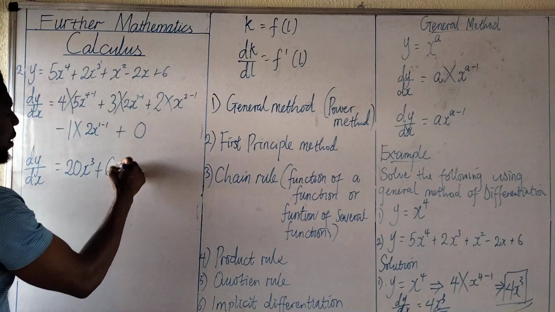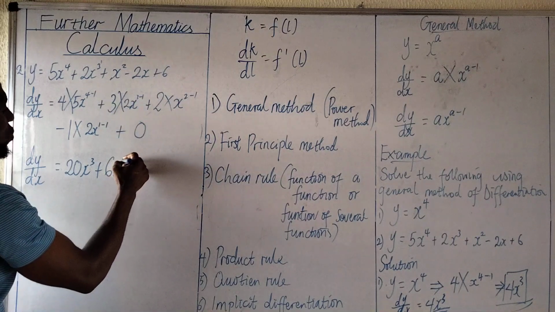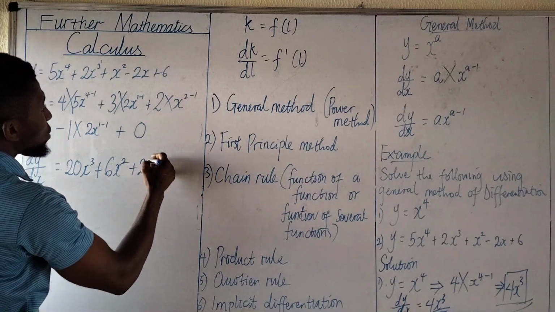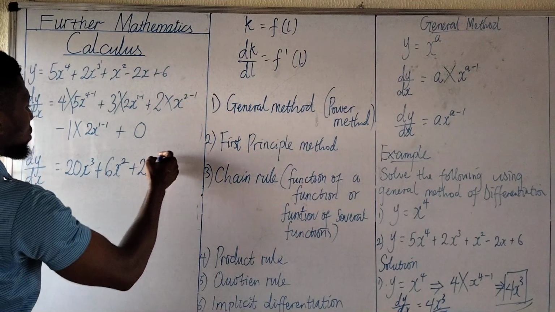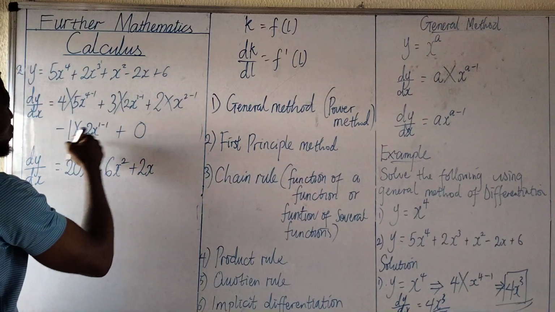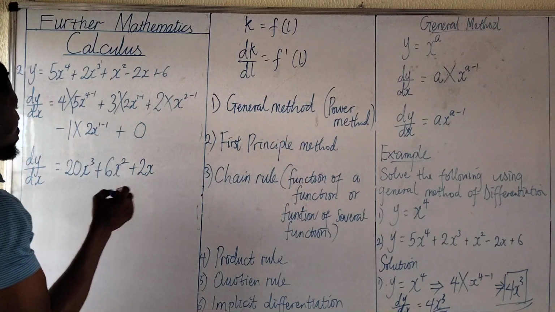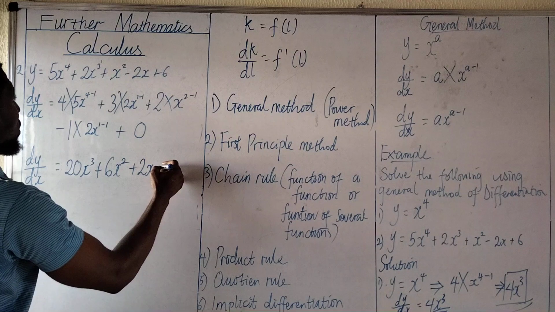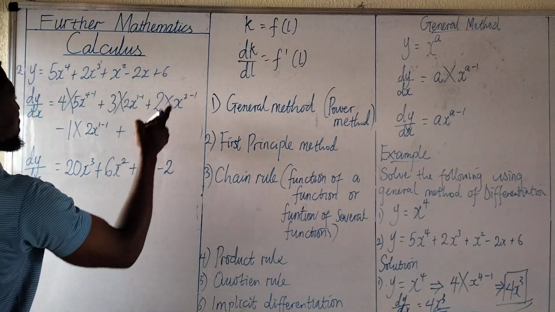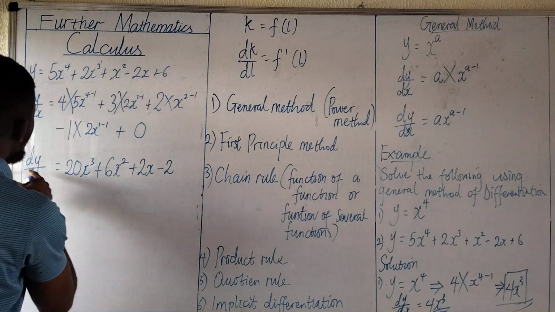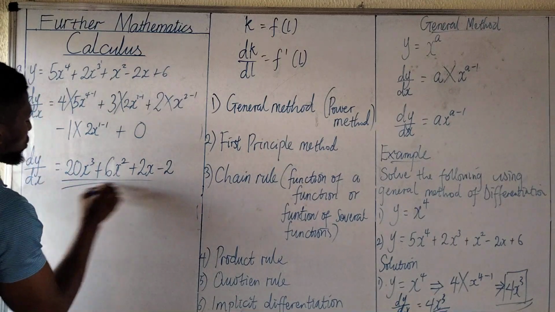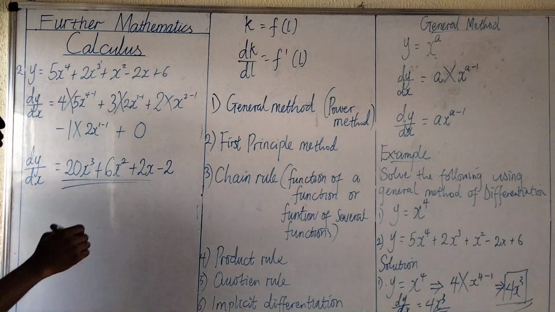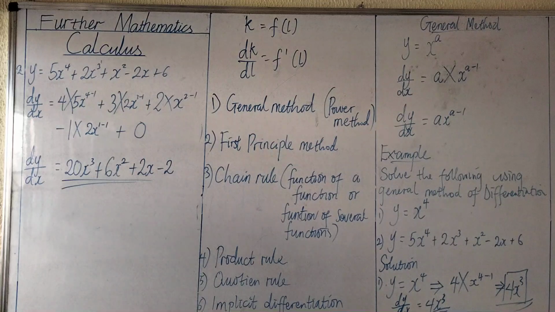plus 3 times 2 is 6, x raised to 3 minus 1 is 2, plus 2 times x is what? 2x, 2 minus 1 is 1, so there's no need to write it here. Then here, 1 minus 1 will give us 0. x raised to the power 0 is 1, 2 times 1, 2. So if we differentiate these, we are likely going to have minus 2. And when we differentiate 6, we have 0, so there's no need. After the differentiation, our answer becomes 20x cubed plus 6x squared plus 2x minus 2. Okay, that is the idea behind the general method.